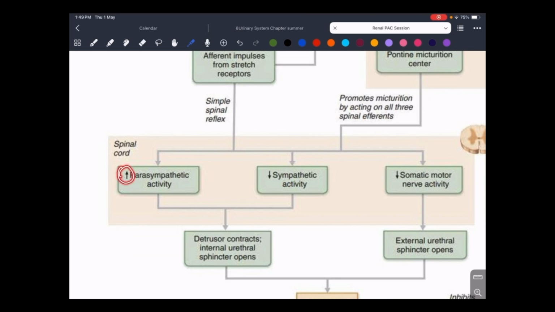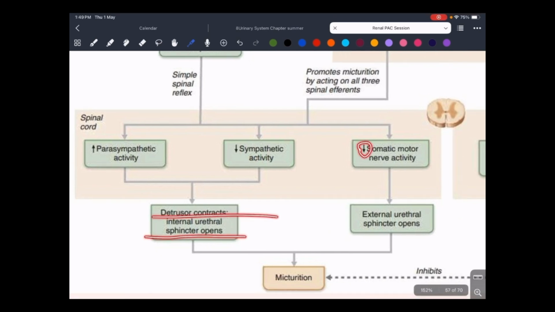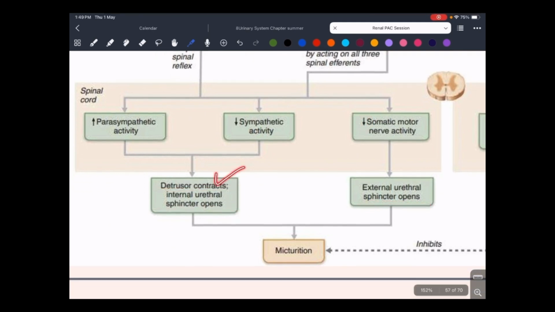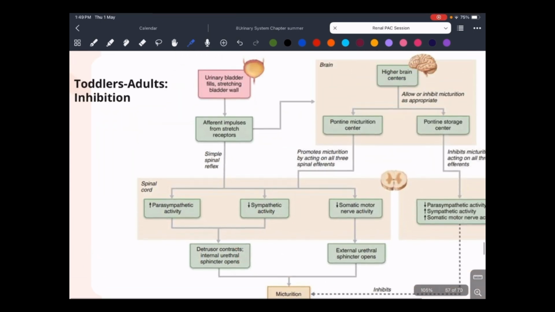It will increase parasympathetic activity and decrease sympathetic activity to cause the detrusor to contract and the internal urethral sphincter to open. And it will decrease somatic motor nerve activity to cause the external urethral sphincter to open. And thus I have satisfied my 3 criteria. Micturition occurs. Let's talk about toddlers.